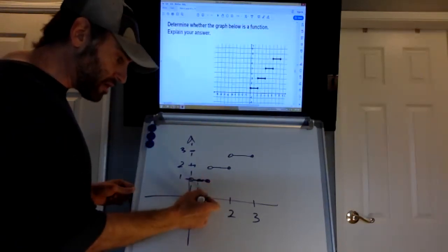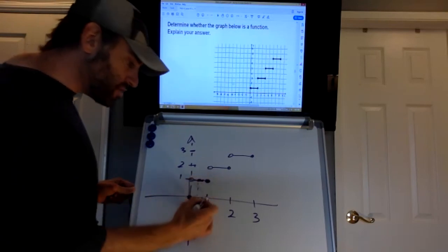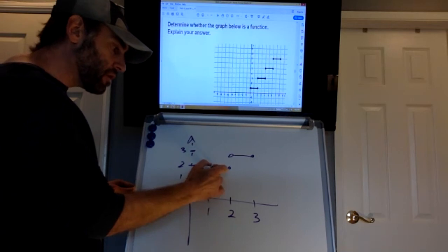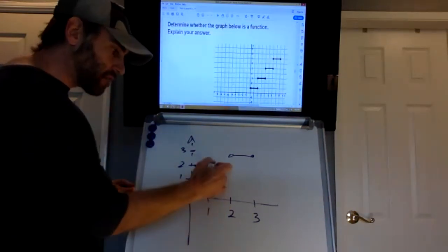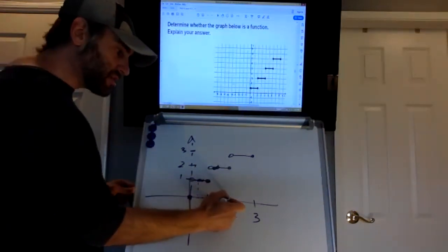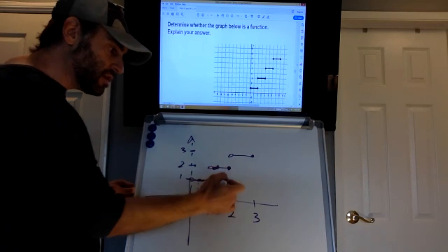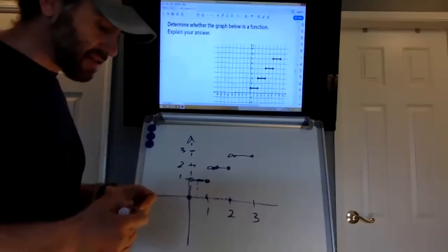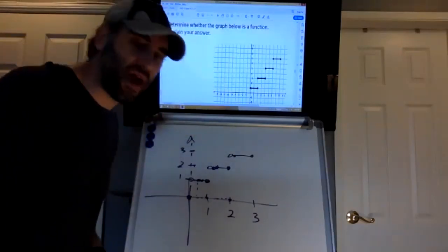When you get to 1, you round up to 1. Once you get past 1, now you got to round up to 2. Once you get out here, you got to round up to 2, until you get to 2, then you still round to 2. After 2, now you got to round up to 3. Okay, so that's how that would describe that type of action.